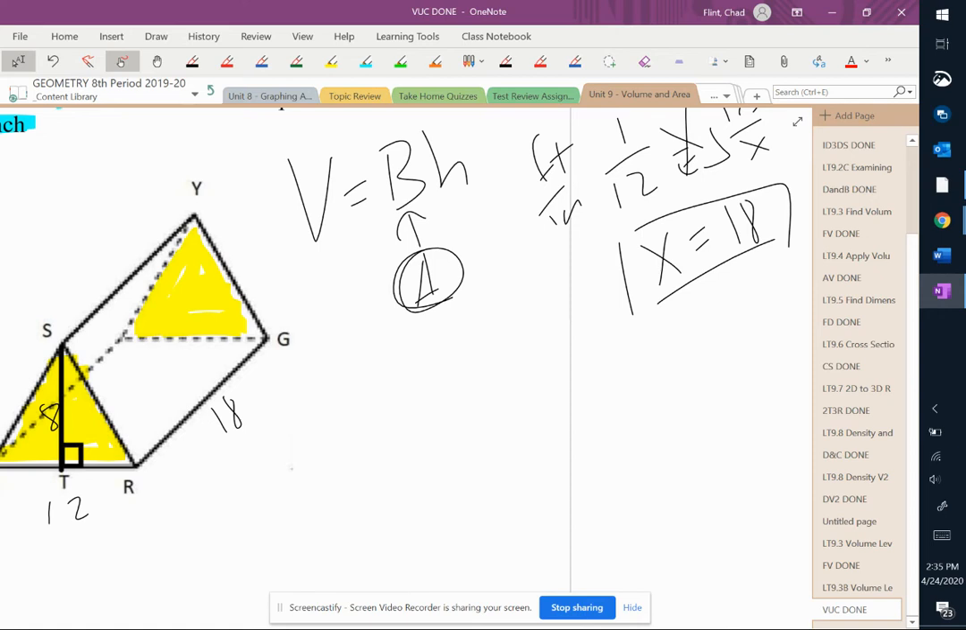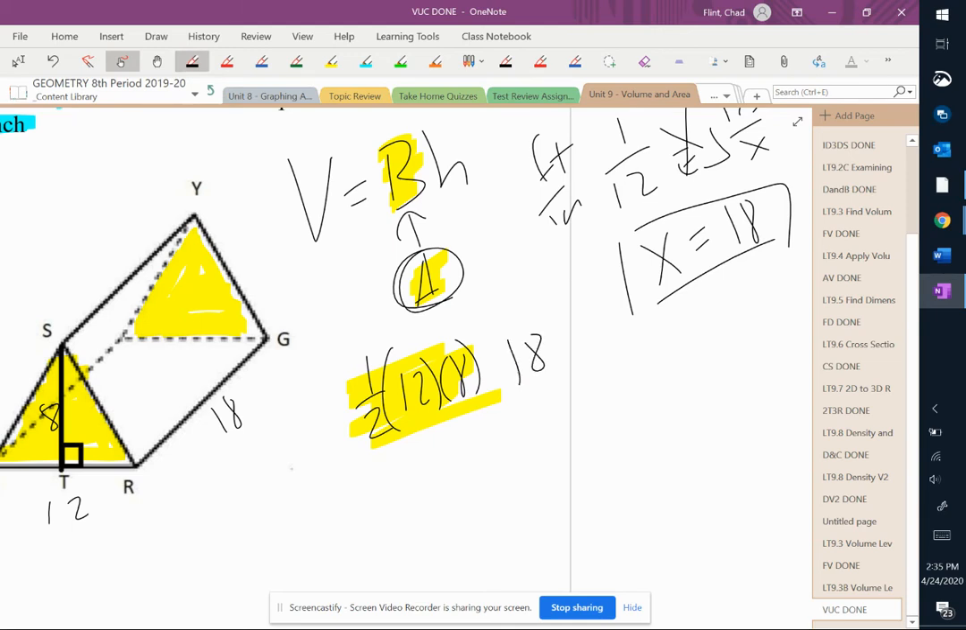So then if I go ahead and do this, it's going to be 1/2 times base times height for the triangle. So 1/2 times 12 times 8. That is this guy, which is the triangle, which is that. All right, so all of that in yellow is the area of the base. And then the height is going to be 18.